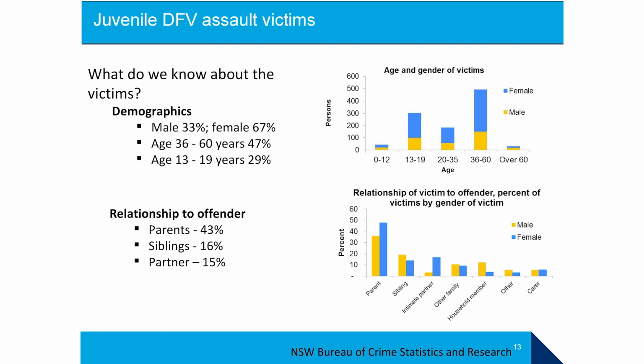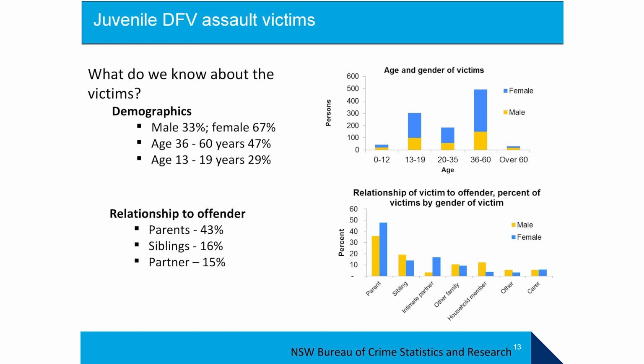Looking at the age breakdown, by far the majority of the victims were aged between 36 and 60, with the second most common age category being 13 to 19 years. This makes a lot of sense when you look at the relationship of the victim to the offender. For this offence type and this cohort of offenders, it's really a lot of offending by young people towards their parents. Parents made up 43% of the victims, followed by siblings, and then 15% were partners.